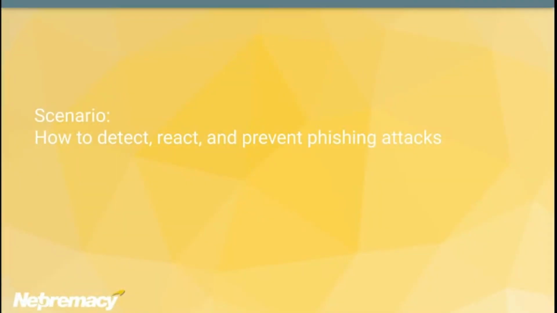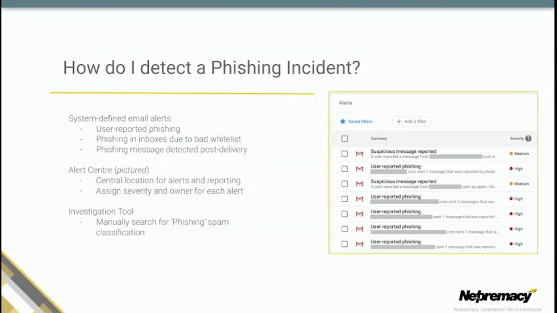What I've tried to do here is integrate a few scenarios into this session to keep it a good mix between product information and then these real world problems. And the first one I wanted to talk about was how to detect, react, and then prevent these phishing attacks. In terms of detection, I suppose you have to know that the phishing incident happens before you can react to it, which is why we're starting with detection.